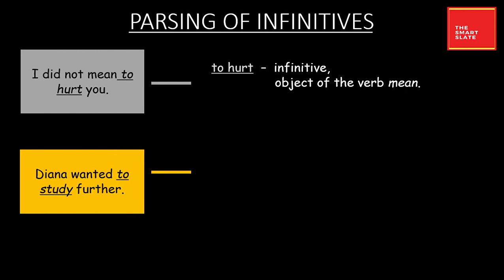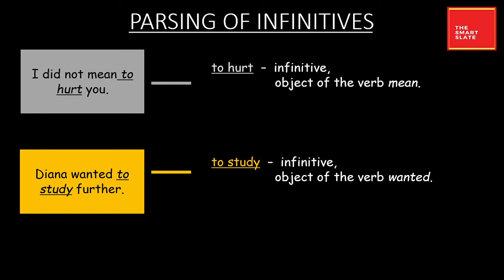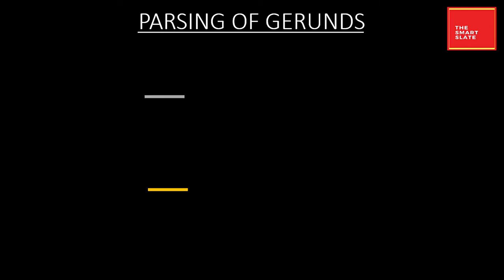Diana wanted to study further. She wanted to study further. So to study, to plus verb, is infinitive. Object of the verb wanted. Clear? Next is gerunds. Gerund is quite easier when you have verb plus ing, it is gerund.